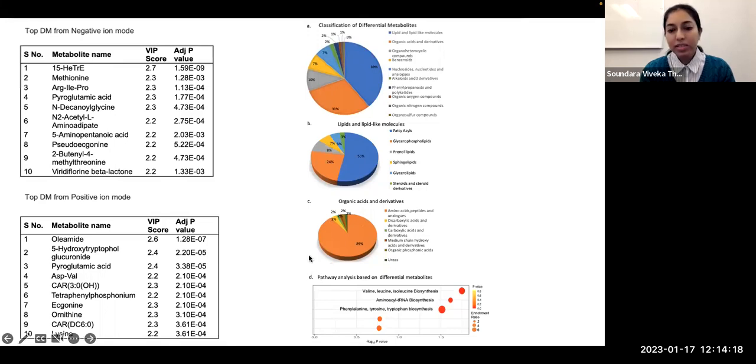We then did a pathway analysis to identify which pathways are disrupted by these differential metabolites. Here again, we saw a lot of amino acid pathways, like the valine, leucine, isoleucine biosynthesis pathway, the amino acyl-tRNA biosynthesis pathway, and the phenylalanine, tyrosine, and tryptophan biosynthesis pathways, to be the most affected pathways.